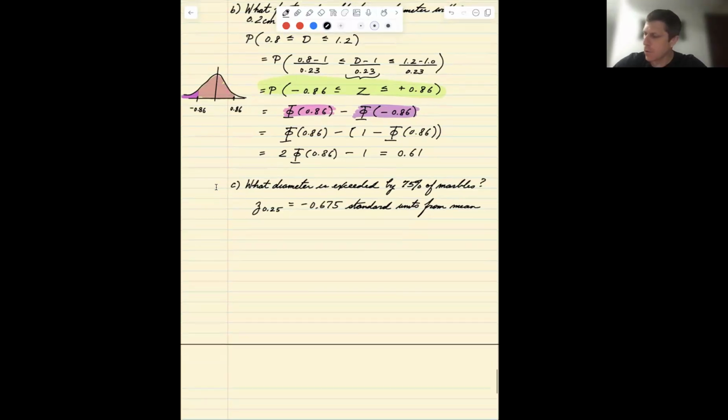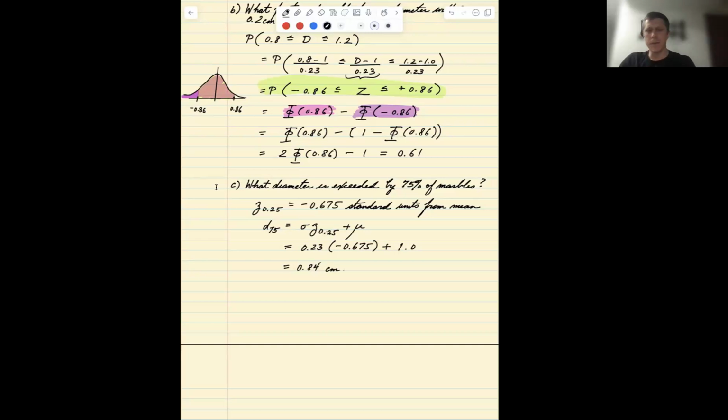So that means that for our case, D of 75, the value that we're looking for, is going to be sigma times Z of 0.25 plus mu. Sigma is 0.23 times negative 0.675 plus mu, which was 1. And we get an answer of 0.84 centimeters.